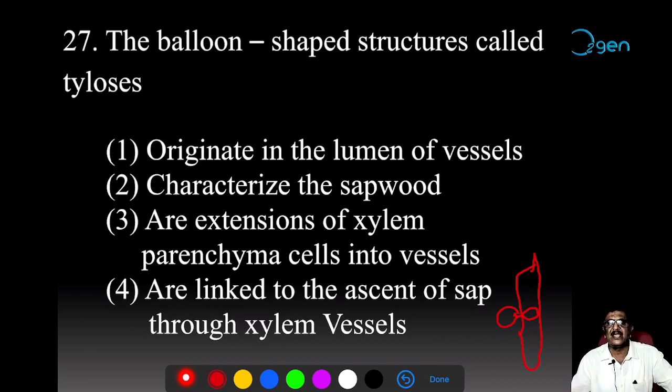So option A, originate from the lumen of the vessel. Wrong. Characterized by sapwood. No, characterized by heartwood. That is also wrong. Third one, are extensions of xylem parenchyma into the vessels. Yes, the third option is the correct one.